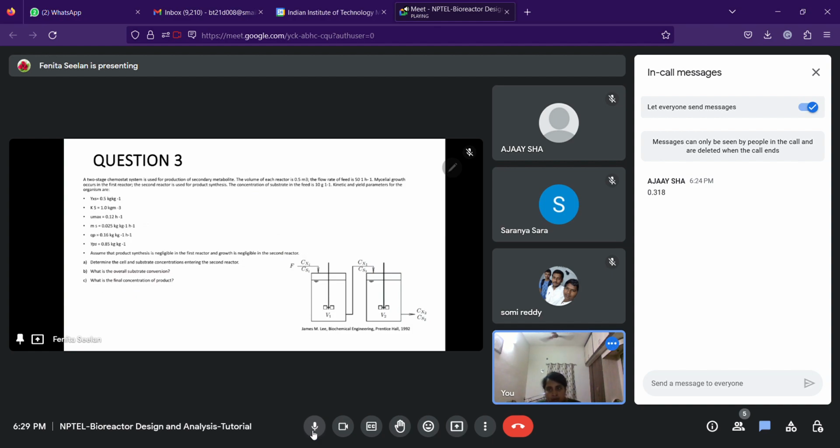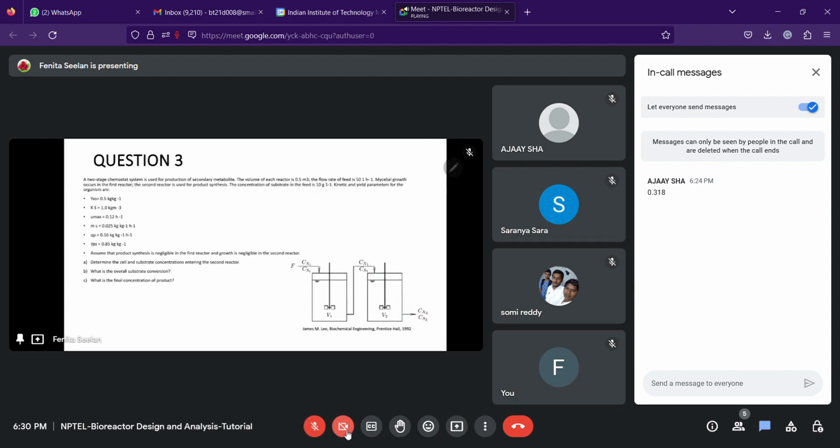This is the two-stage chemostat question, which is similar to your assignment question. I hope you have already submitted the assignments. I'll give you a few minutes to read the question and note down the given data in your notes. Then we will start solving each part of the question. Please read the question. We will start solving after 2 minutes.